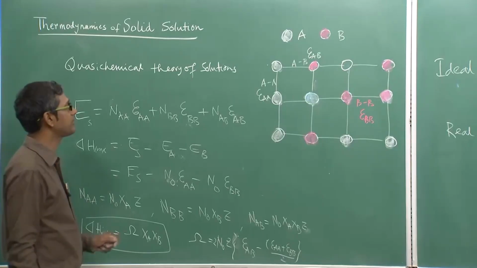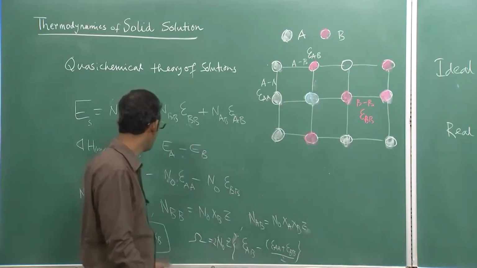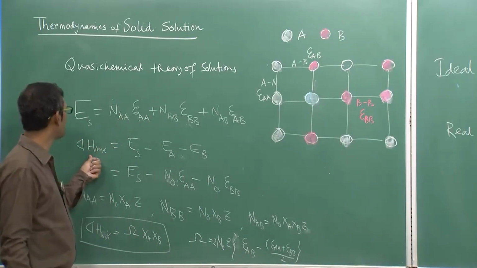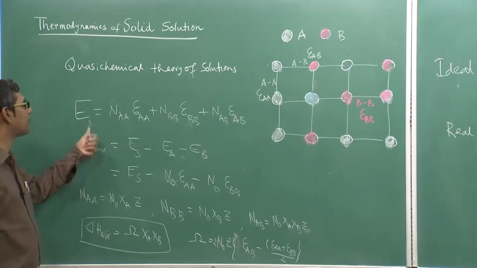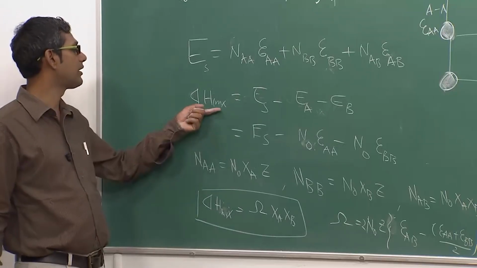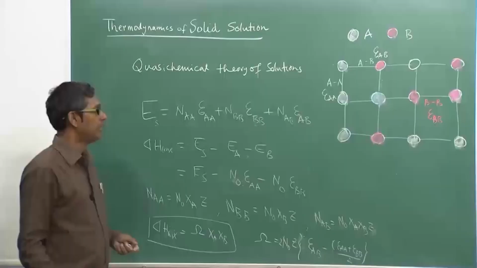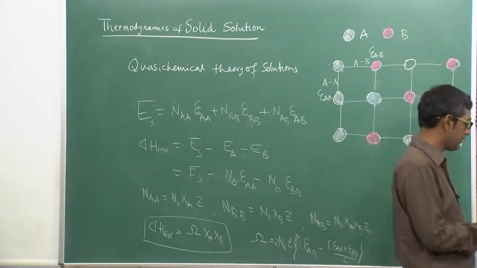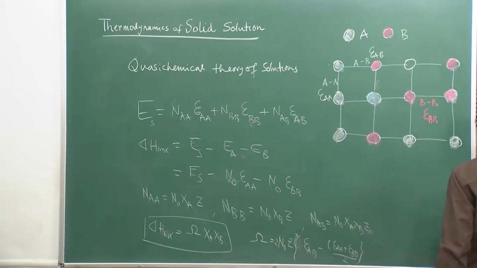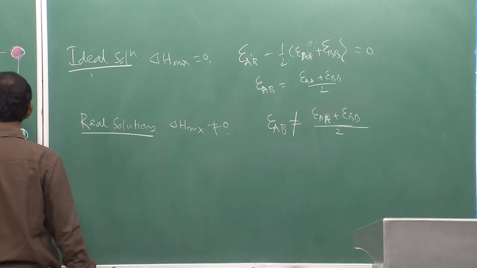Remember, the major assumption in deriving this is that we assume that the bond energies are actually contributing to the enthalpy of mixing. So, that means the enthalpy of mixing and the bond energies are equivalent, but there will be other factors which contribute to delta H mix, those we will discuss in future whenever required. So, in a simplistic fashion, we discuss first the case of ideal solutions and then we are going to discuss the real solutions.